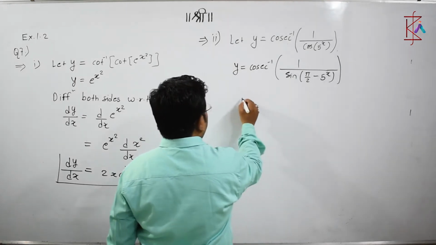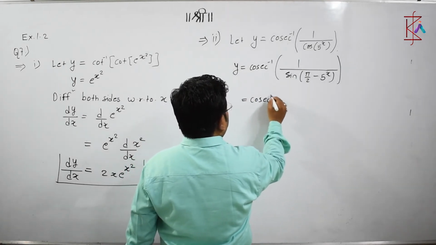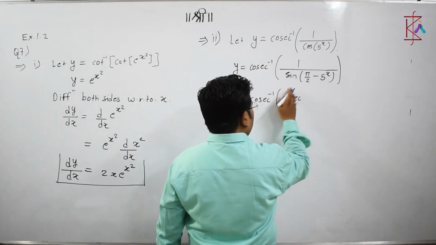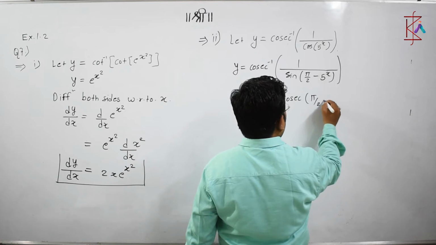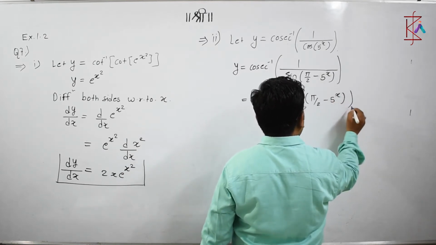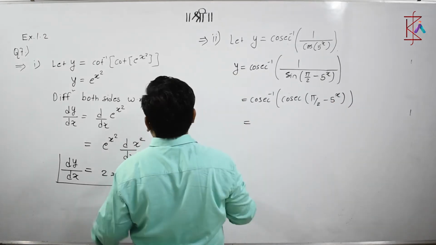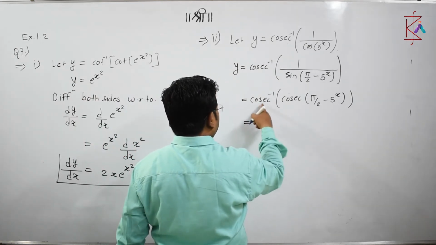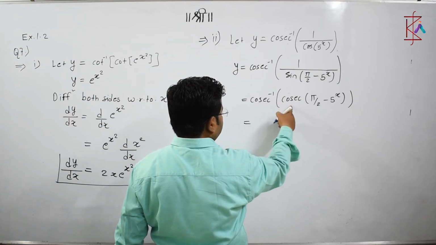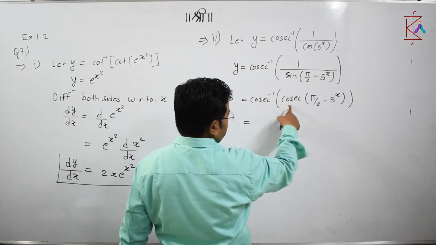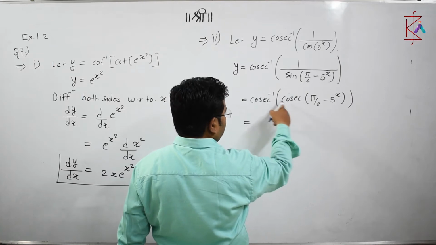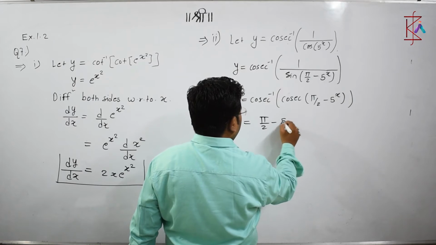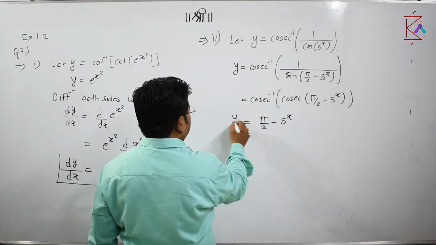Now next step, cosec inverse of cosec of pi by 2 minus 5 raised to x. Again, using our initial terminology, this will get cancelled because this is the inverse of this operation. So cosec inverse is inverse of cosec, so that will get cancelled, and therefore remains what? Pi by 2 minus 5 raised to x, which is equal to y.